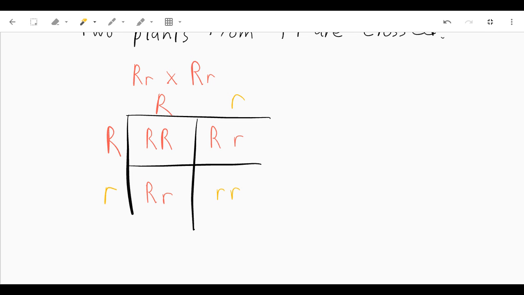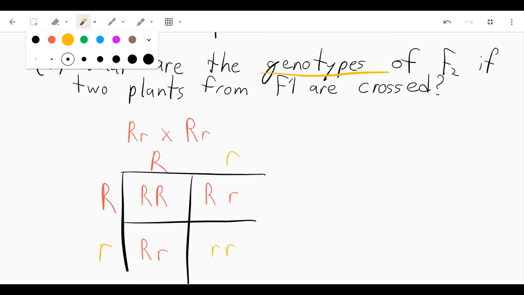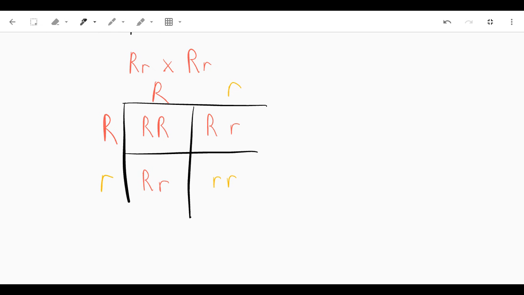Now, remember this question's asking us about the genotypes. So we want to know about the actual genetics. So here, I'm going to write this as a ratio. I'm going to say that we have one big R, big R to two big R, little r's to one little r, little r.